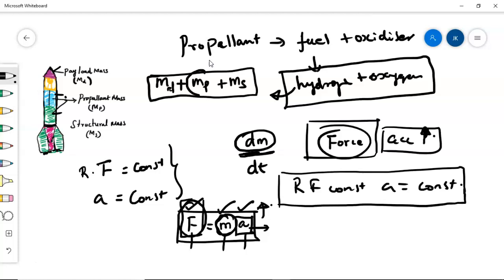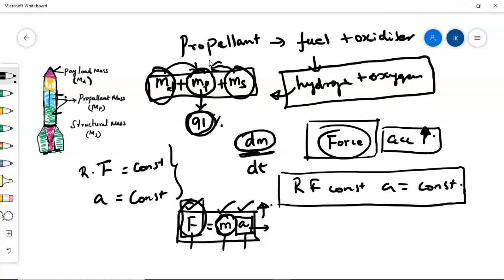Here the propellant mass, which means the fuel, makes up most of the total mass. More than 91 percent of the total mass of the rocket is from the propellant. So the payload mass and the structural mass, if you add both and compare with the propellant mass, will be very small, because the propellant takes up 91 percent of the total rocket mass.